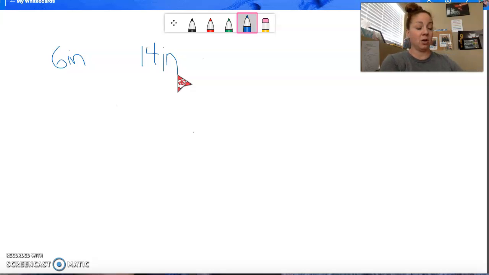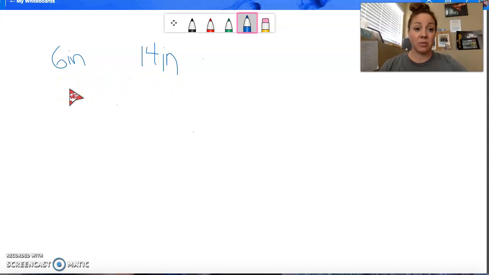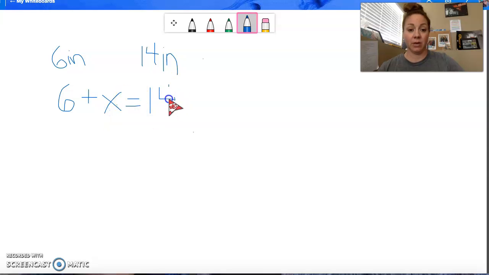The information that we know, I just jotted it down real quick here. We already know that the plant started off being 6 inches tall. Then we know that by the end of 2 weeks, the plant was 14 inches tall. And the question that we have to answer is, how many inches did the plant grow during those 2 weeks? So we're going to represent this unknown value as x, okay? And then we're going to use the x when we write our equation. So we know that 6 plus x equals 14, all right?